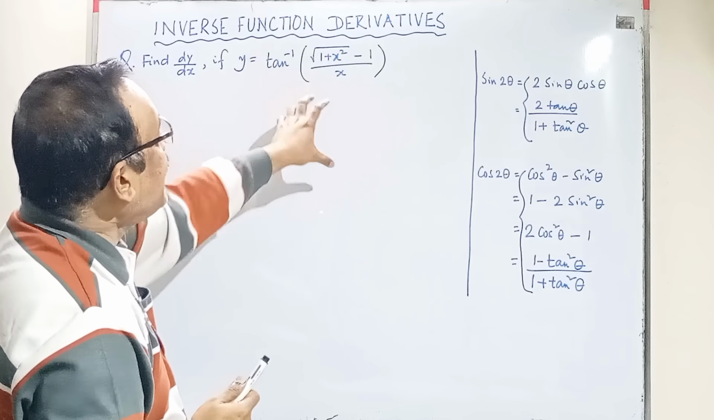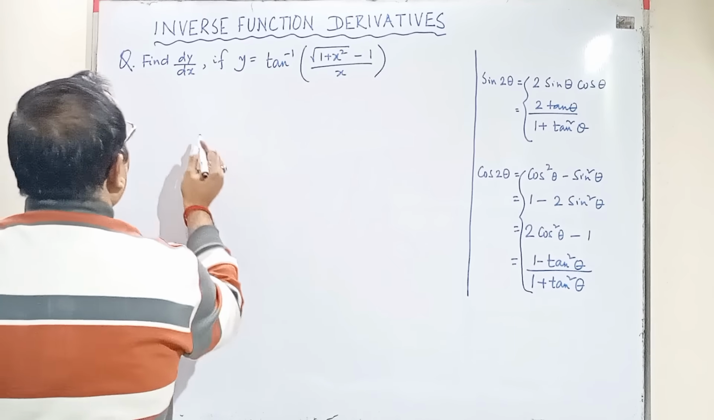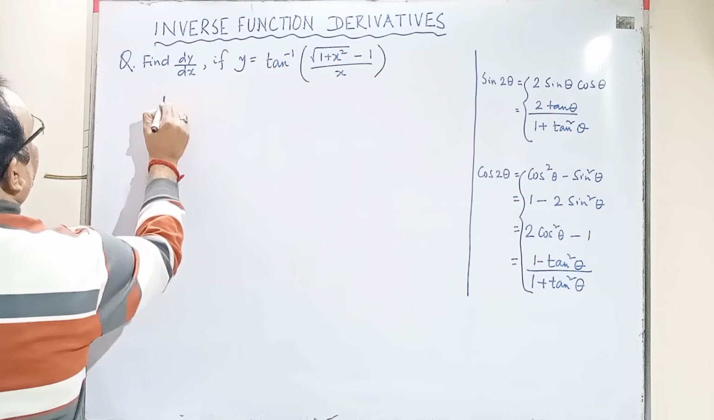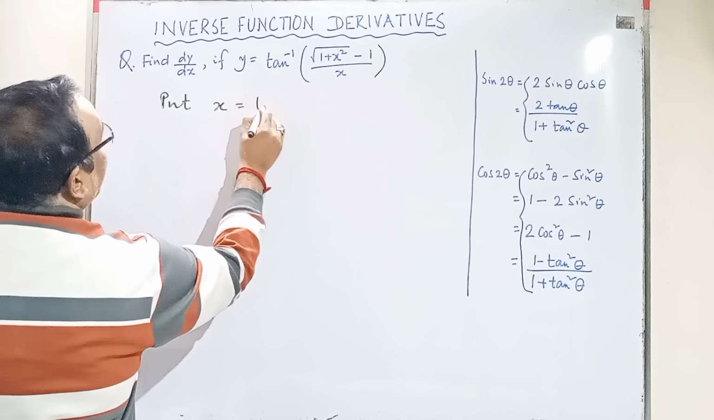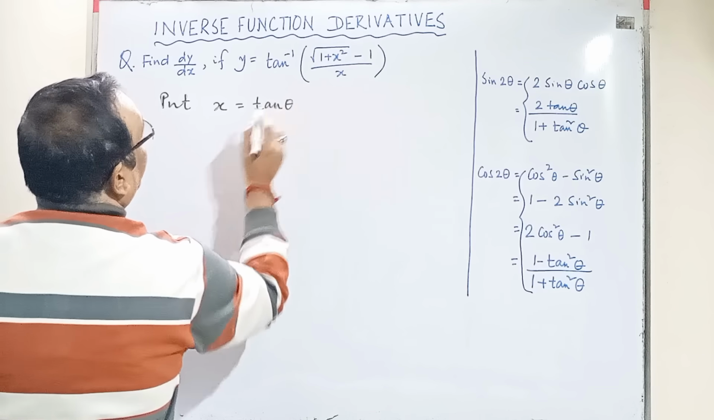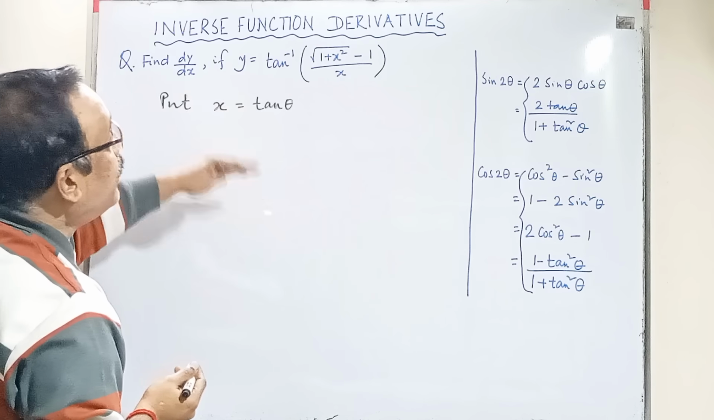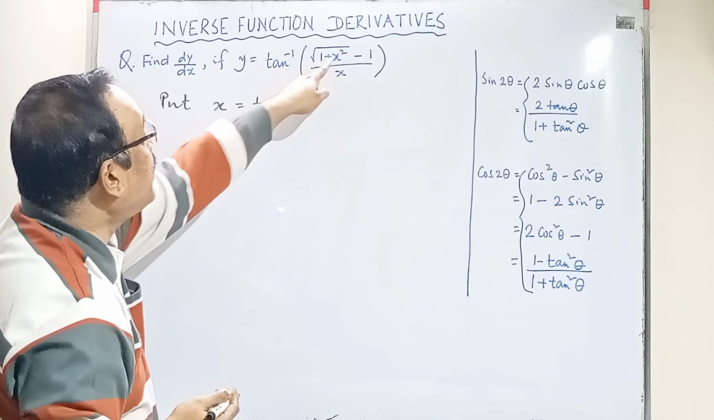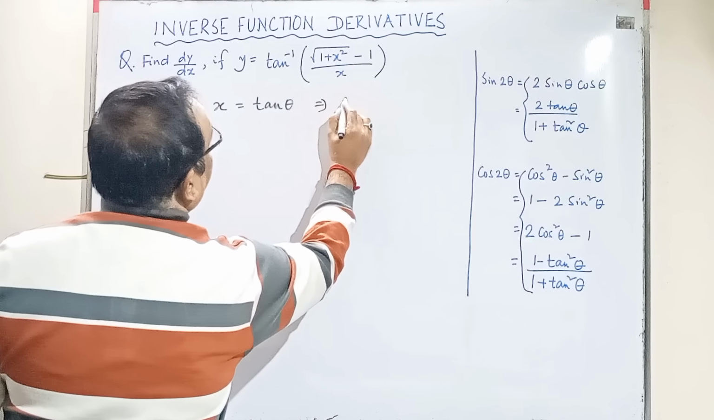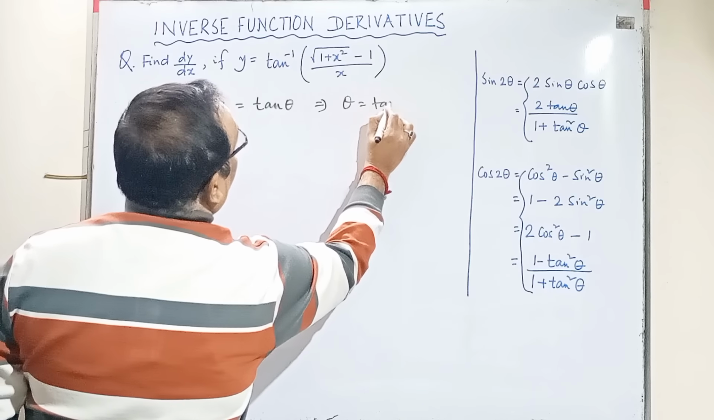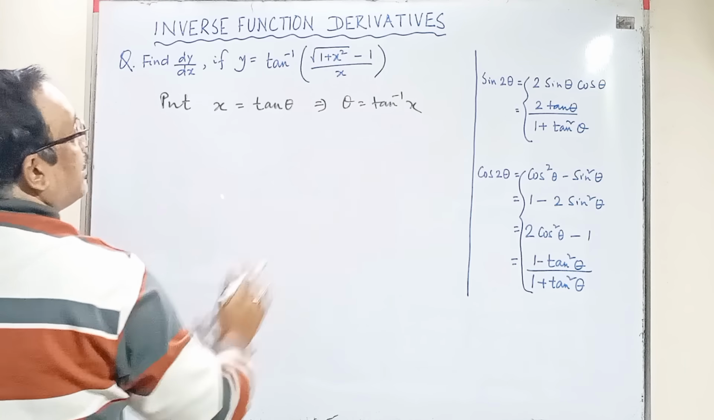So for this type of sums, you can do it by a simple supposition. We'll put, in place of x, tan theta. We'll put x is equal to tan theta. This will make our sum easier. So we are just substituting tan theta in place of x. So x is equal to tan theta, which means theta will be equal to tan inverse x.